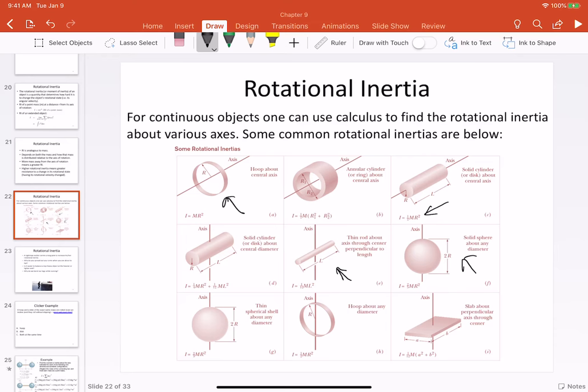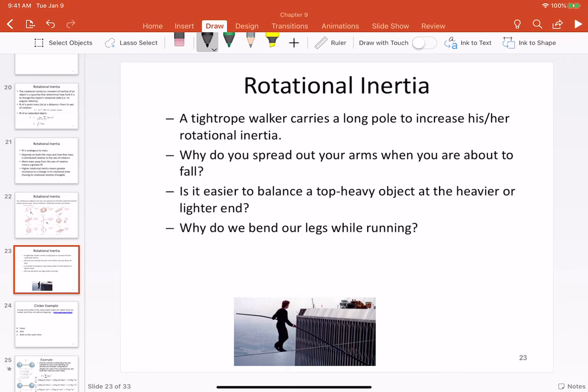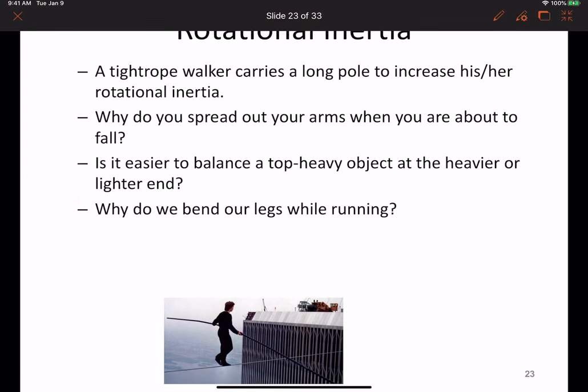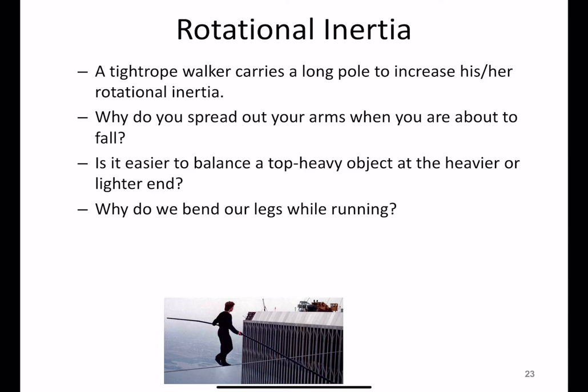All right, let's talk about some practical applications of rotational inertia. A tightrope walker carries a long pole to increase his or her rotational inertia. Now let's think about why a tightrope walker would want to carry a long pole. One reason is the following. Let's imagine that the tightrope is coming out of the board here, and this is our tightrope walker, walking out of the board.